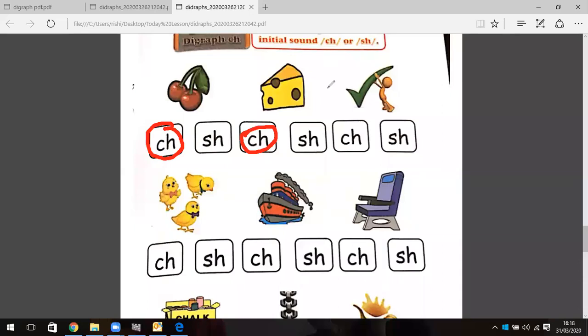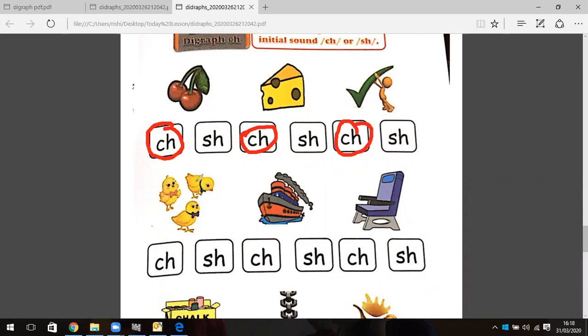Can you please tell me, check. This is the picture. The check starts with which digraph? With sh or with ch? Sh. Yeah. Very good, Tala. Bravo. Now mute yourself, Tala.